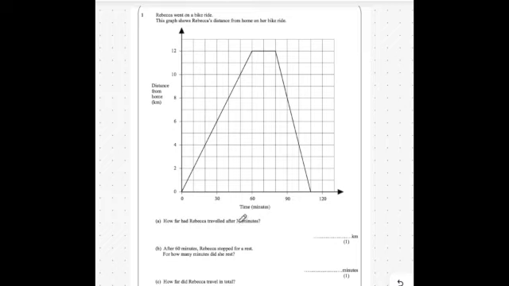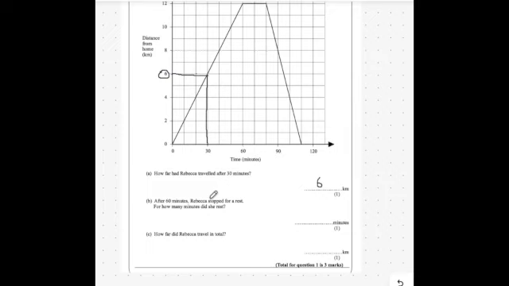So starting off with question 1, we have Rebecca went on a bike ride. This graph shows Rebecca's distance from her home on her bike ride. How far has Rebecca travelled for the first 30 minutes? So in a speed, distance, time graph, we have distance on the left, time on the bottom. So how far has Rebecca travelled after 30 minutes? You go along to 30 on the time, then you go across, and you can see that's 6. So she's travelled 6 kilometres in that time.